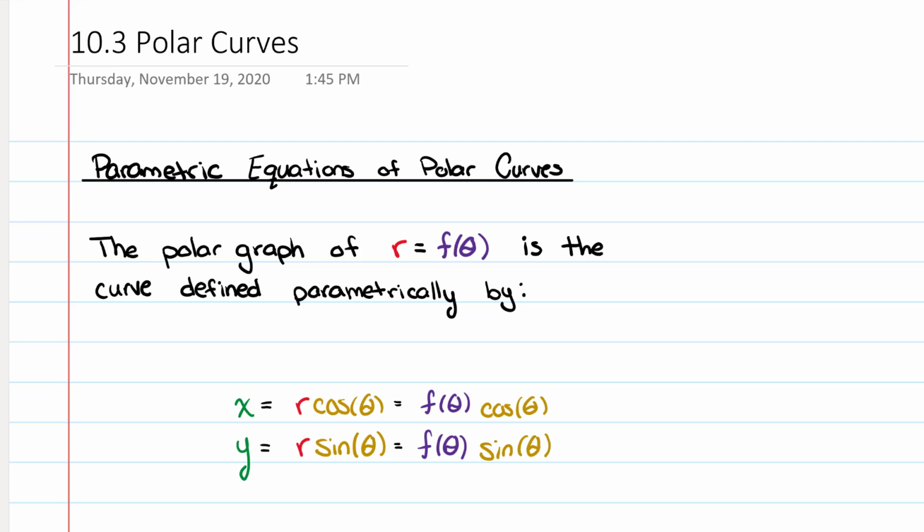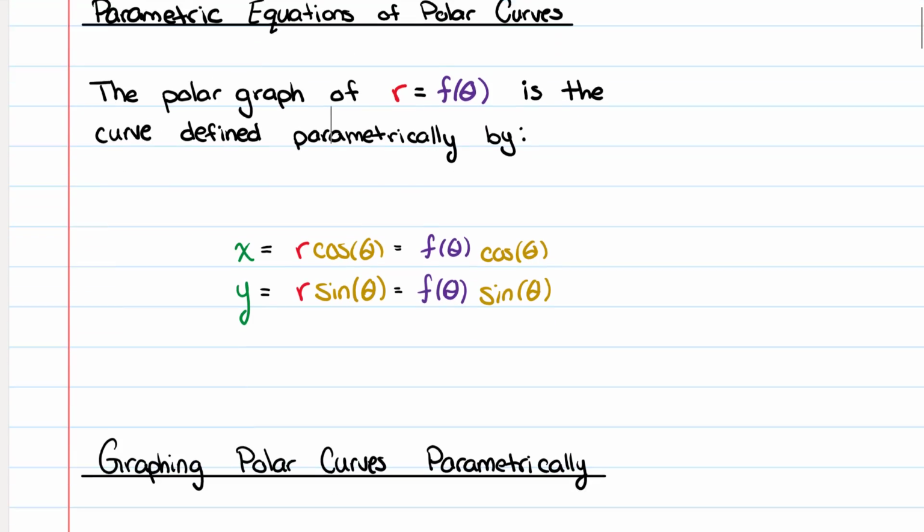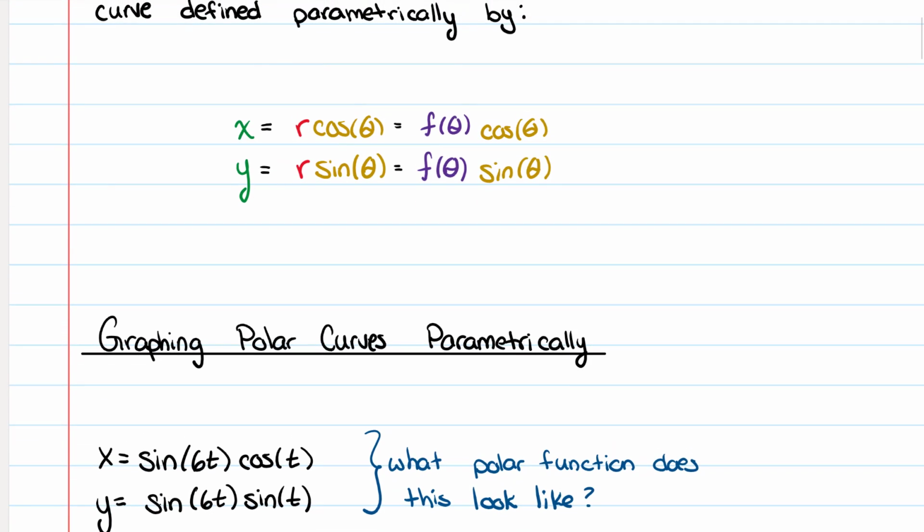is the curve defined parametrically as x equals r cosine theta and y equals r sine theta. So that means that x is also equal to whatever the equation is in terms of theta times cosine, and then whatever the equation is times sine would be the y value. So the first one I want you to go ahead and graph on your calculator is x equals sine of 6t cosine t and y equals sine of 6t sine of t. And I want you to tell me what polar function you think this matches with.